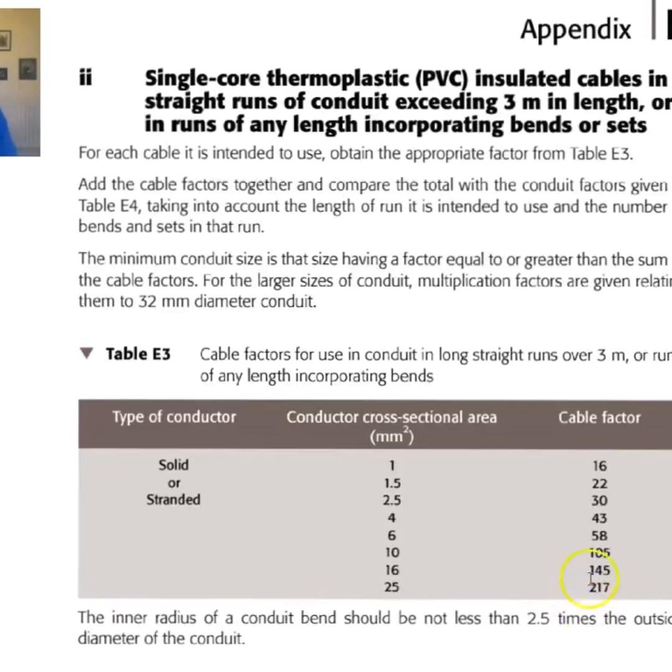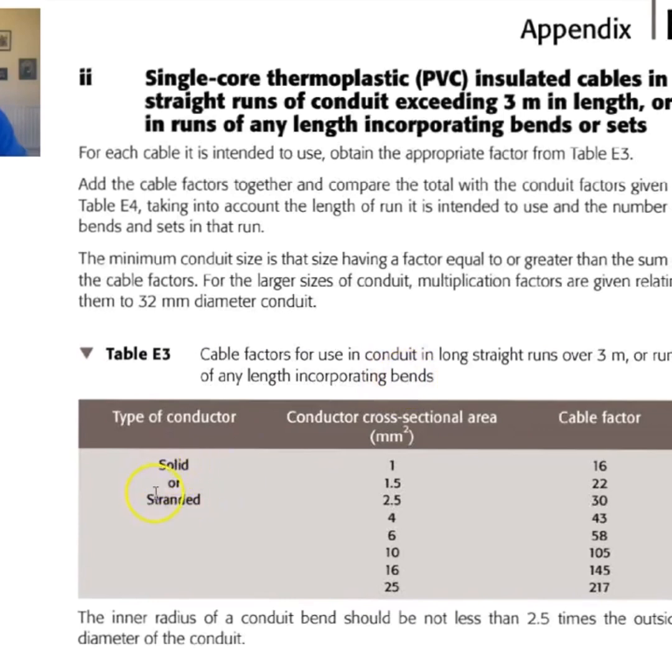Now what if I want to install a system that is longer than 3 meters or incorporates a bend of any kind within that system? So I now need to move on to tables E3 and E4, still in Appendix E. And so if we look here at table E3, cable factors for use in conduit in long straight runs over 3 meters or runs of any length which incorporates a bend.